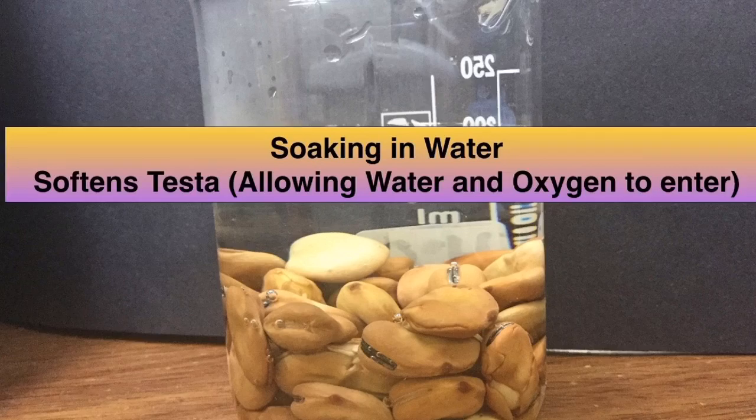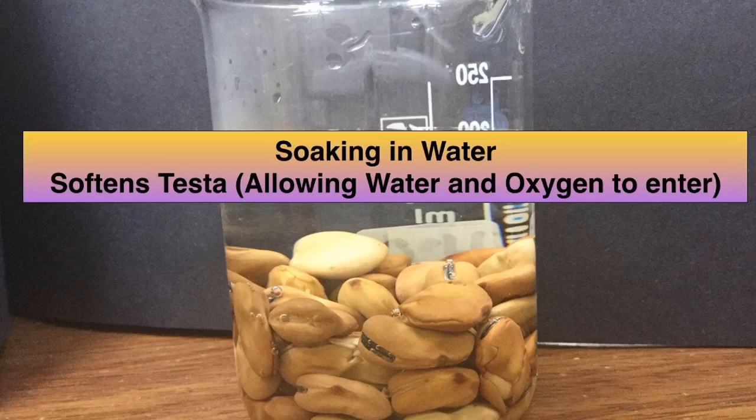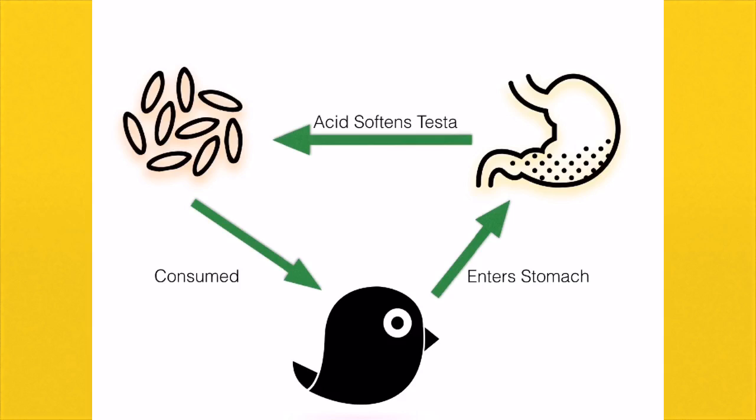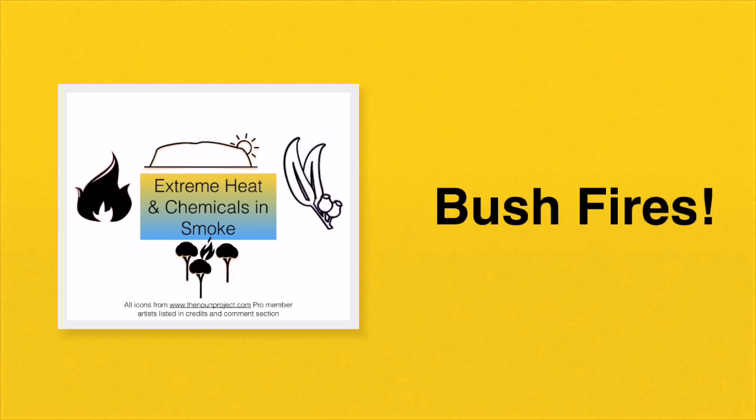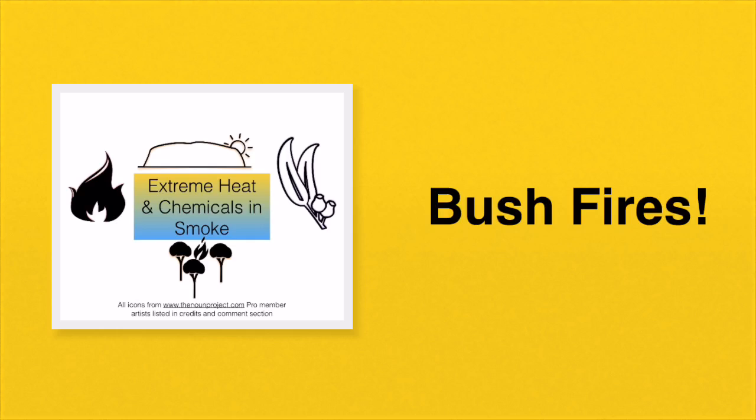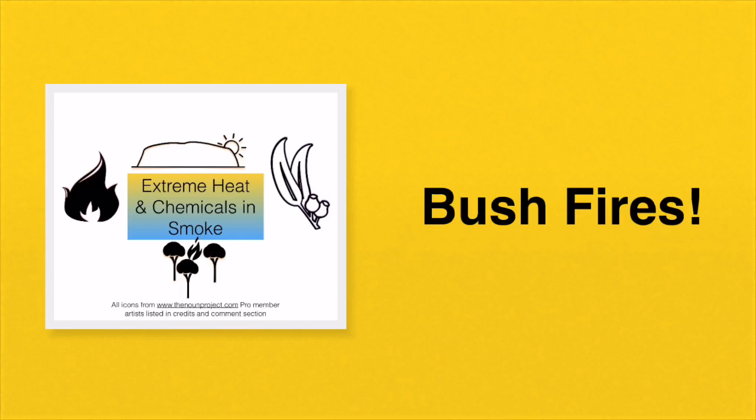So how is dormancy eventually broken? One way is to soak your seeds in water. This softens the testa and it allows water and oxygen to enter. This happens naturally out in the fields with rainfall. The testa of some seeds is so tough that the only way to soften it is by passing it through the digestive system of certain birds and animals, where the hydrochloric acid in the stomach will soften it.